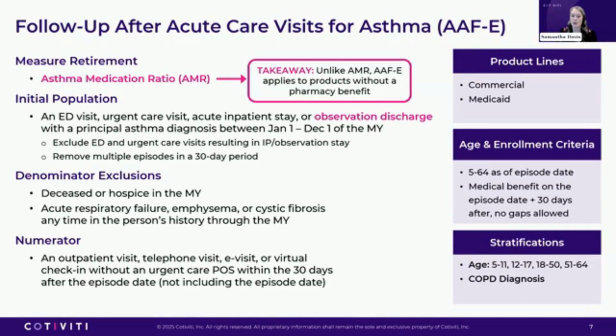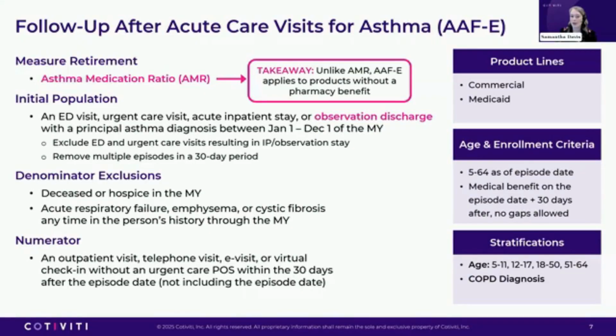It's proposed for the commercial and Medicaid product lines for members ages 5 to 64 as of the episode date. Members would need to be continuously enrolled on the date of the eligible episode and the 30 days after. NCQA is proposing two different stratifications for this measure, one by age groups and another based on whether the member has been diagnosed with COPD anytime in their history through the end of the measurement year.